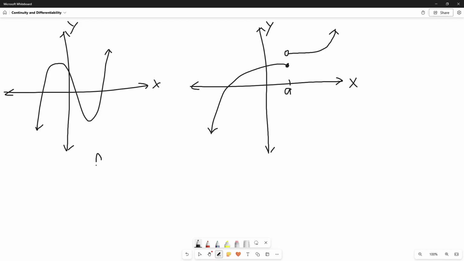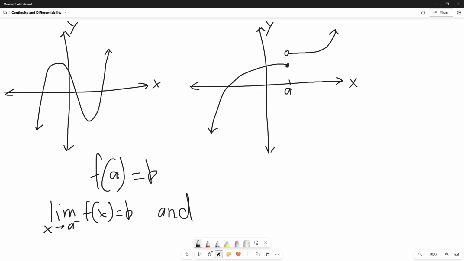And a more formal definition that we can use is, let's say you have a function like these two, and f of a equals b, and f of a exists, and the limit as x approaches a from the left of f of x is equal to b, and the limit as x approaches a from the right of f of x is equal to b. So we need to have these three conditions: that at point A, the function is actually equal to b, and the limit from both the left and the right side is equal to b as well.